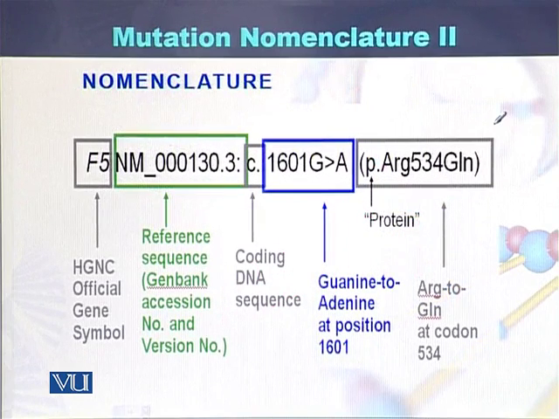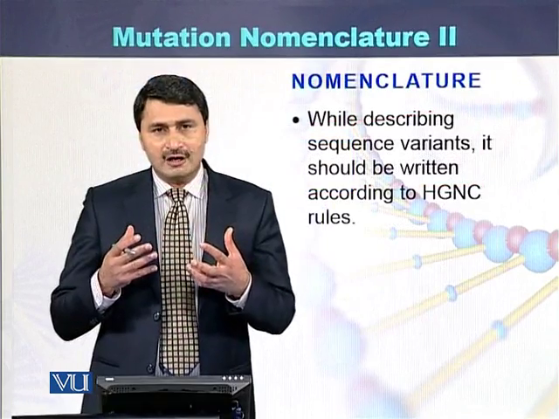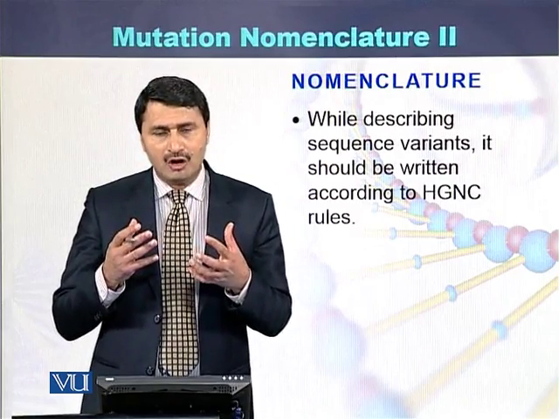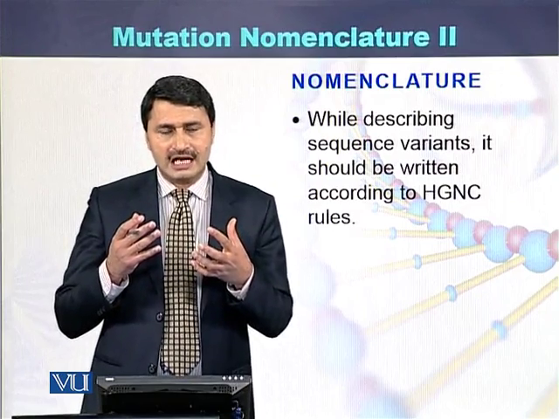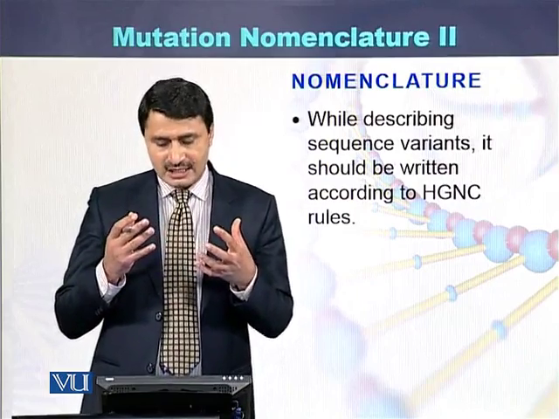Here we can see again how mutations are described at the level of DNA. At the level of DNA it is usually mentioned as cDNA, while at the level of protein it is usually mentioned by writing the p. p is for protein while c is for the coding DNA sequence. So we can conclude that while describing any variant, we should follow all the rules and regulations that have been formulated by an international committee. The name of that committee is HGNC.